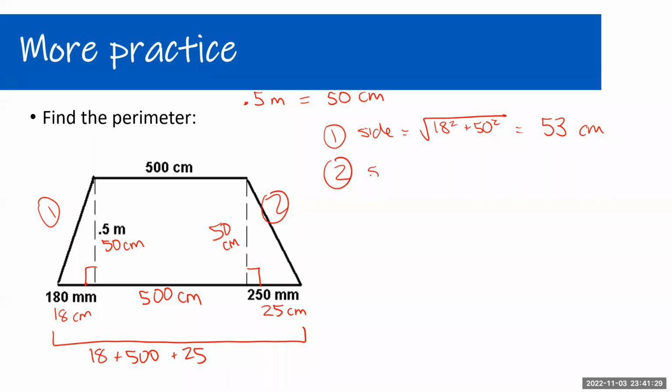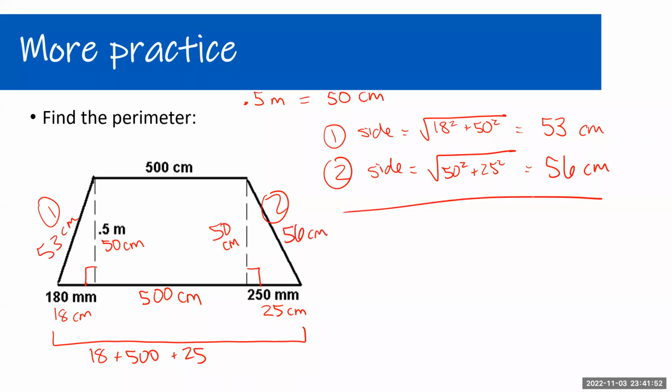The second side is the hypotenuse of this triangle. So it's going to be square root of 50 squared plus 25 squared, which is going to give us somewhere around 56 centimeters. Okay. So this one's going to be 53 centimeters. This is going to be 56 centimeters. And so now we can find our perimeter.